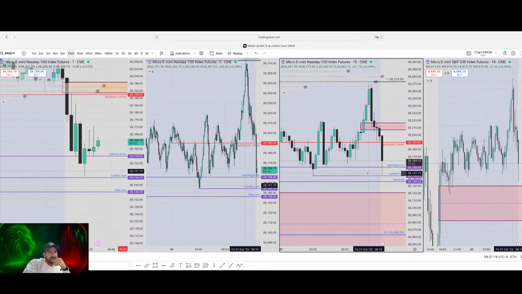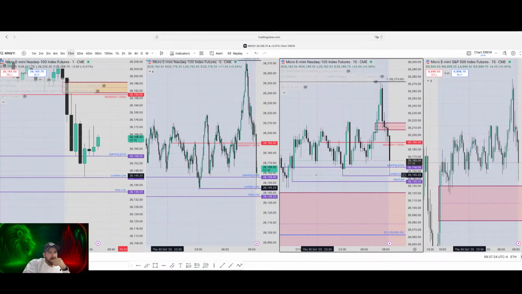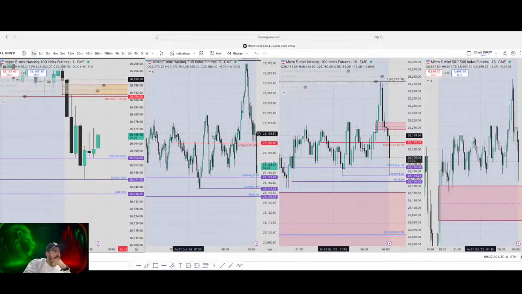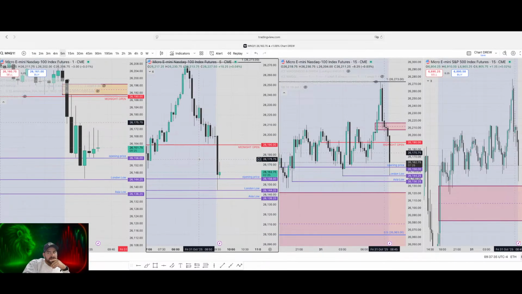So we have a slight SMT, nothing major, just this little bit right here. And this one, nothing. Still expect it to go lower, just waiting for a good entry. It's all about waiting. It's all about waiting.